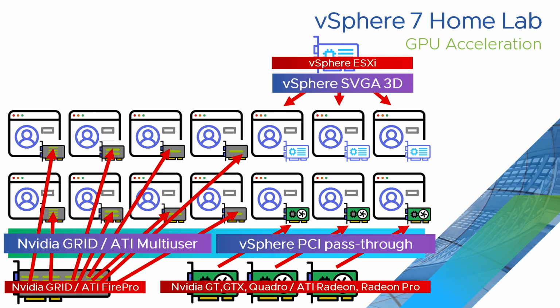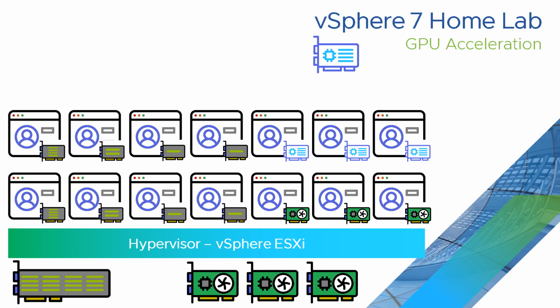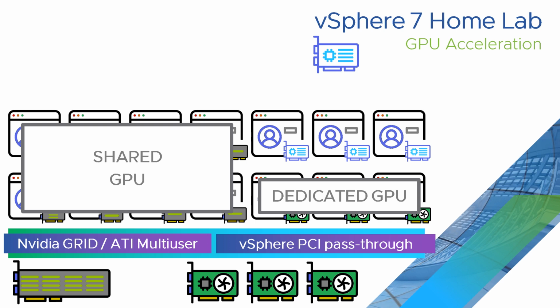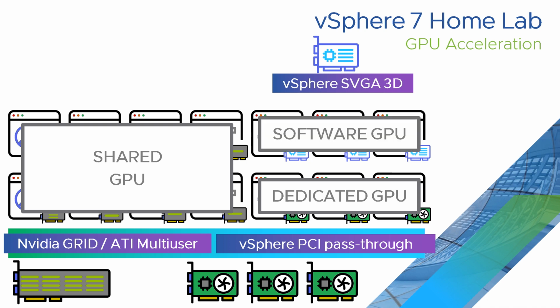So as I said, quite a busy slide there. What we'll do is just strip that back a little bit. If we go back to that same slide but without as many of the boxes and arrows, if we want to do this Nvidia GRID or ATI MultiUser from a shared GPU, that's exactly what we call it: shared GPU. If we want to use these everyday cards, these commodity or consumer cards, and we use PCI Pass-Through, that's what we call dedicated GPU. And if we're going to do it through the standard vSphere SVGA adapter, that's what we would call a software GPU. Again, just an oversimplification of how that all fits together.